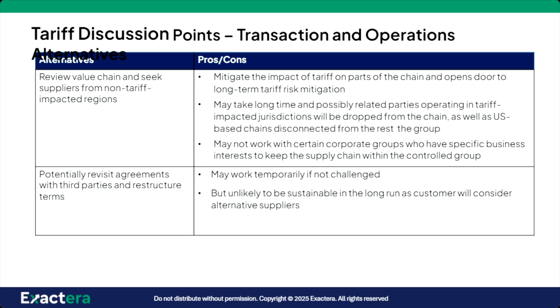Restructure the terms. I don't know if you can say that the tariff is a government action that is a force majeure kind of situation. So we can now reconsider and see how we can, in effect, share the burden of the tariffs. Again, that's something you can do. It depends on the strength of your relationship with the customer you're trying to renegotiate the terms with. But again, this is unlikely to be sustainable in the long run, because your customers can really consider going to alternative suppliers.